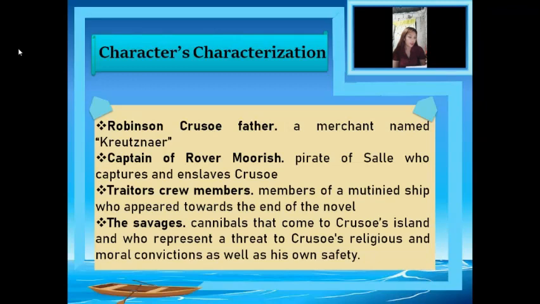Next, traitorous crew members, members of a mutinied ship who appear towards the end of the novel. And the last one, the savages, cannibals that come to Crusoe's island and who represent a threat to Crusoe's religious and moral convictions as well as his own safety.